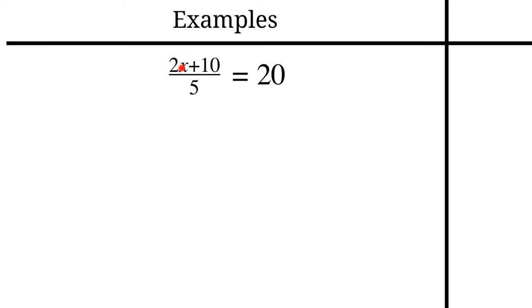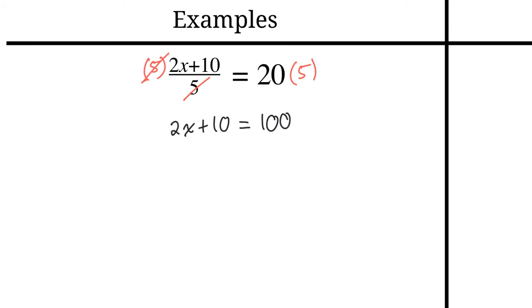We need to get rid of everything else on this left side of the equation before we even touch this term with the x. And since this whole thing, 2x plus 10, is being divided by 5, we can't do anything with that numerator yet until we get rid of this denominator. So since it's being divided by 5, we need to use the opposite operation, which is multiplication. So we need to multiply both sides of our equation by 5 to get rid of our denominator. And when we get rid of our denominator, we're going to be left with 2x plus 10 equals 100.